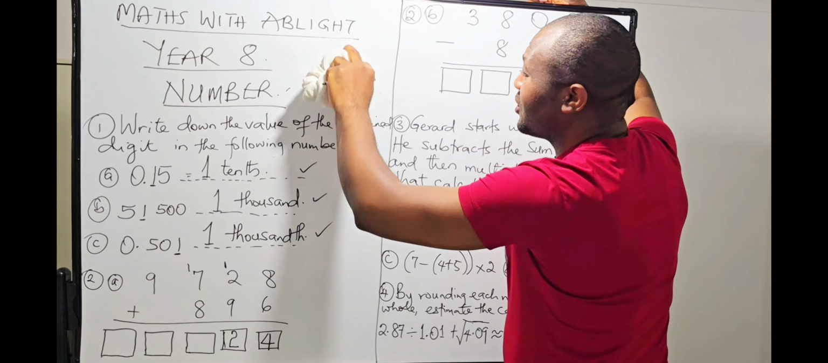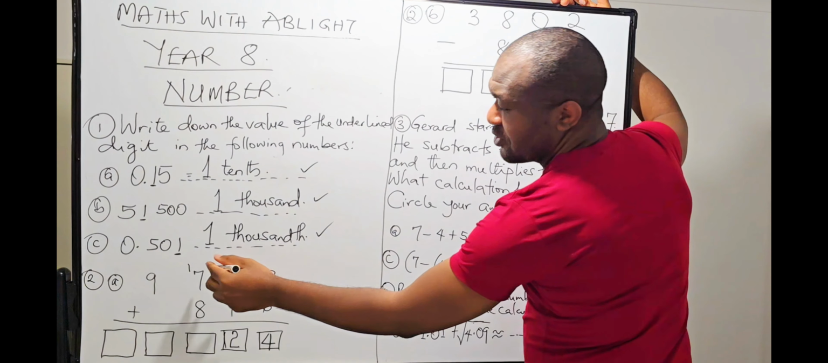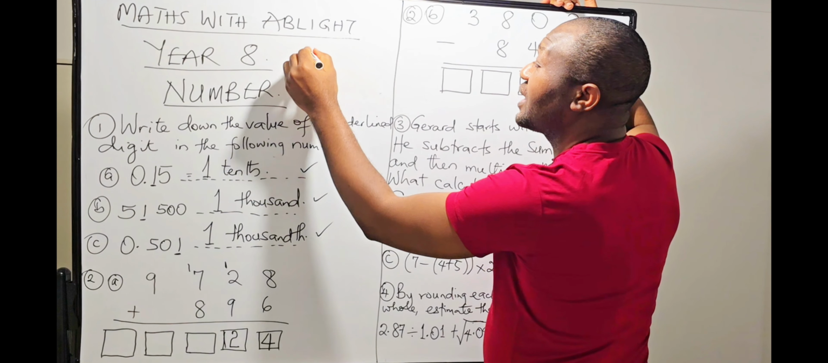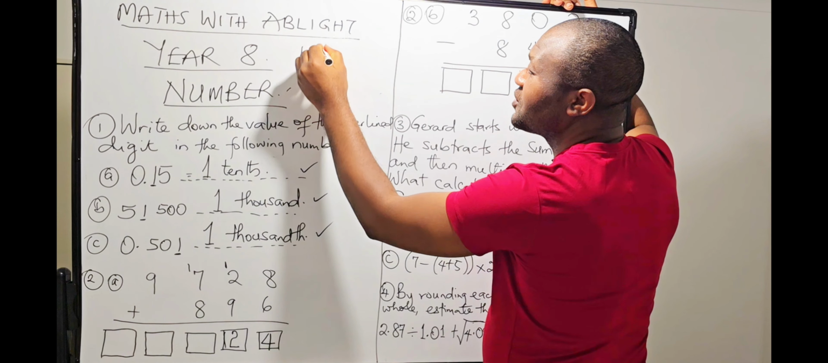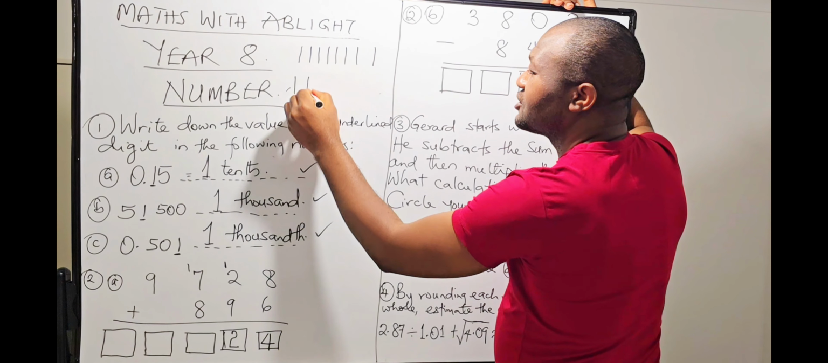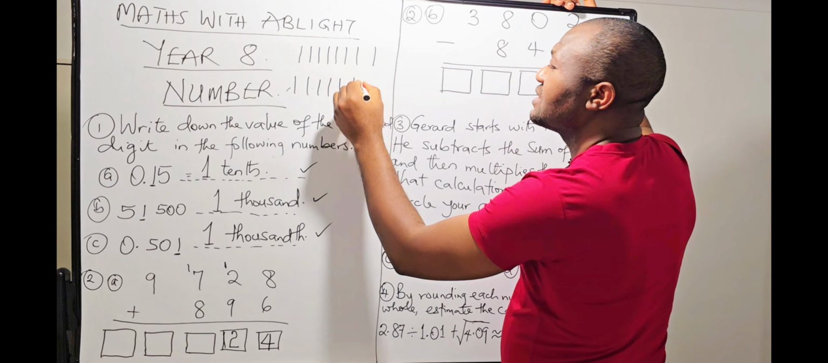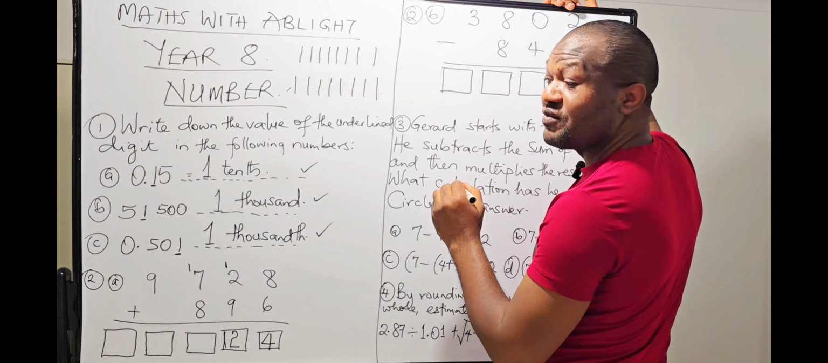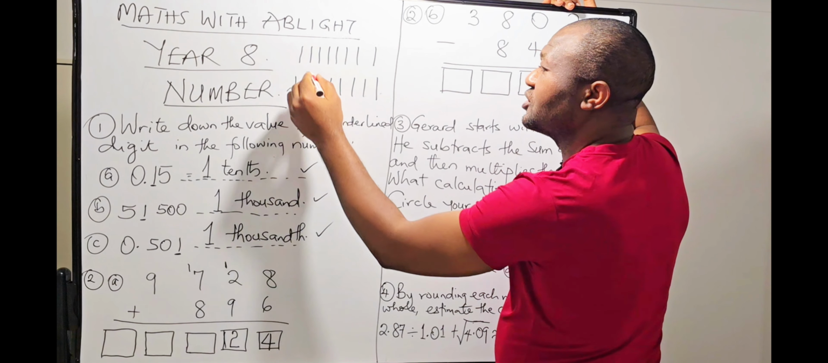Remember, 1 plus 7 is what? 8. So you are dealing with 8 plus 8. So you count again if you want to. 1, 2, 3, 4, 5, 6, 7, 8. 1, 2, 3, 4, 5, 6, 7, 8. We count everything together because we are dealing with addition.